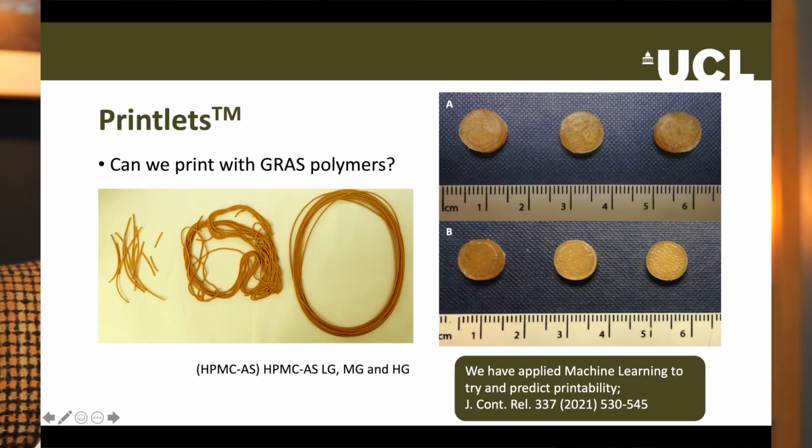Recently, we have been applying machine learning to our data to see if we can get some idea of the likely printability of filaments. We predicted the likely printability of over 900 formulations using this method, and the reference is given on the slide if you want to check that out. The pictures on the screen show 3 filaments printed from varying grades of HPMC, low, medium and high molecular weight, and the corresponding printlets.